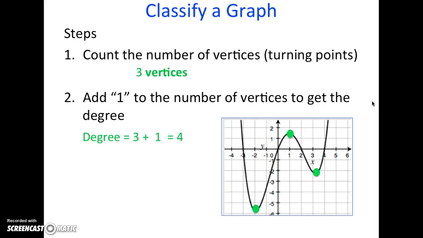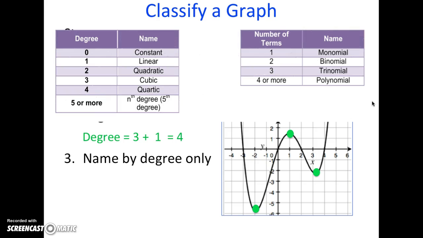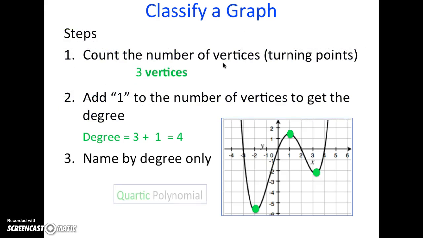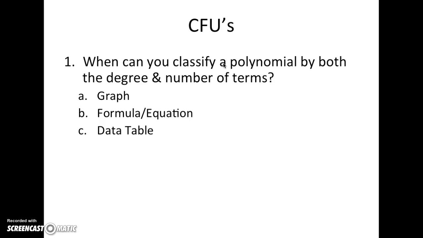And now the last step is to name, and again, we can only name by the degree only, because we cannot tell the number of terms. So let's go ahead and look at our chart here. Where should my eye go? Should I look at this section or at this section? Of course, the degree section, because that's the information we have. And go ahead and find the name based on the degree. Great, it's quartic. So we would just say this is a quartic polynomial. Remember, you have to know those special names for the test.